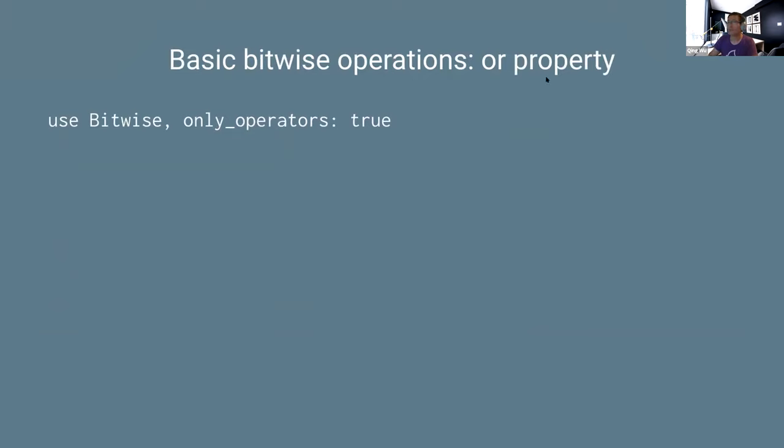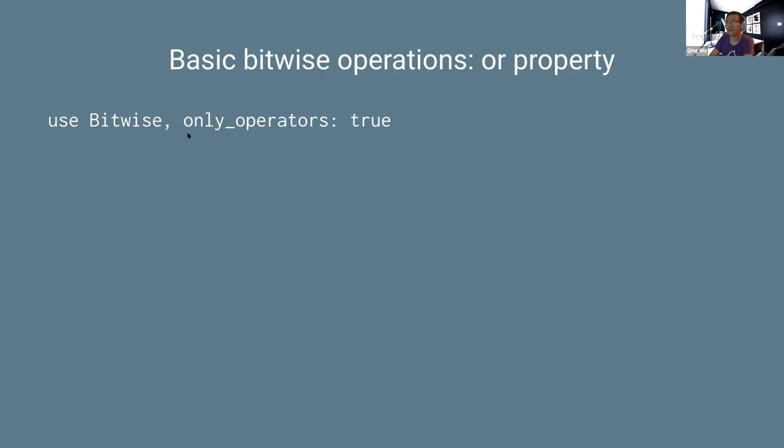Next, we want to talk about the properties of the bitwise OR operation. So this is the first slide with an Elixir code example. In order to use bitwise operations in Elixir, we need to include this use statement. And that would bring the bitwise operators into scope. It also comes in two flavors. The one that I personally prefer is operators. So that's why I'm including this.